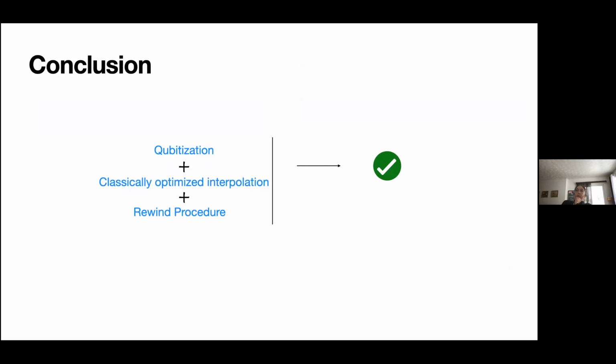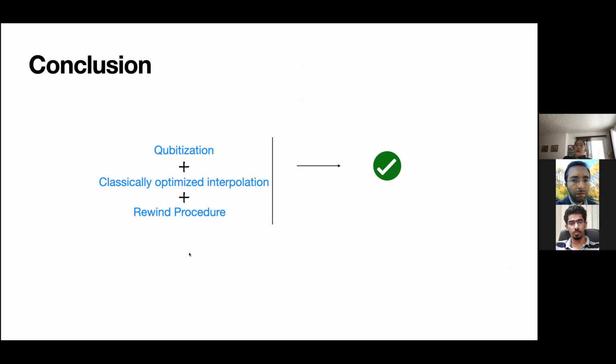So to conclude, we've presented and benchmarked a way to initialize the ground state of a quantum many-body system on a quantum computer that includes qubitization, classical optimization, interpolation, classically optimized interpolation, and a rewind procedure that gives an interesting gain, an interesting speed up that could be really critical for bigger systems than what we simulated here.